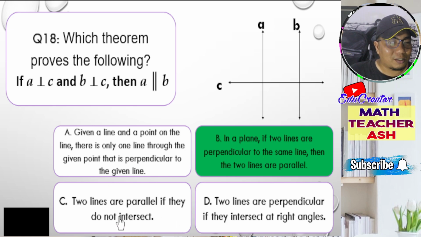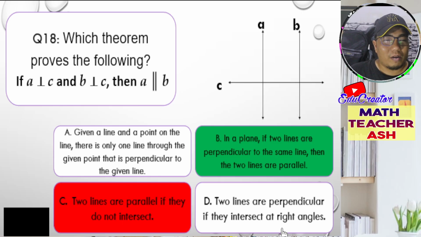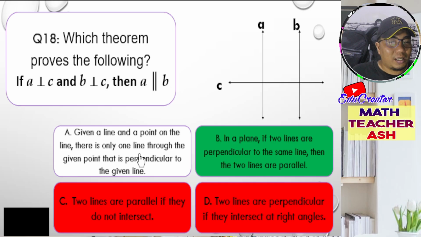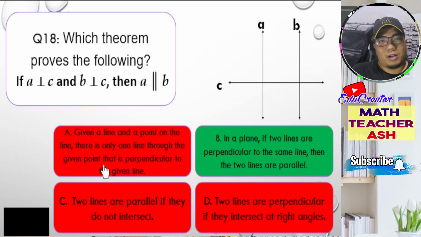Why? Because, of course, letter C doesn't say anything about perpendicular, so that is wrong. However, this one, two lines are perpendicular if they intersect at right angles, is basically a definition of perpendicular lines, but it does not prove anything about how these two lines are parallel. So that is also wrong. And of course, letter A is talking about a line and a point on the line, and there's only one point. So it is not just one point, but two points. So that is also wrong. Now, let us go to question number 19.